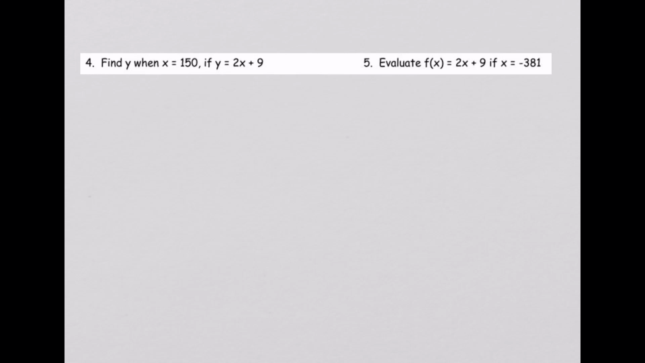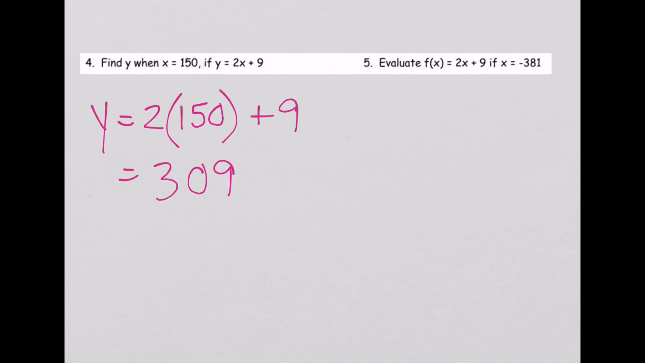Number 4, find y when x equals 150 if y equals 2x plus 9. This is your basic plug it in, plug it in. X is 150, that means instead of x, I'm going to write 2 times 150 plus 9. Well, 2 times 150 is 300. 300 plus 9 is 309.